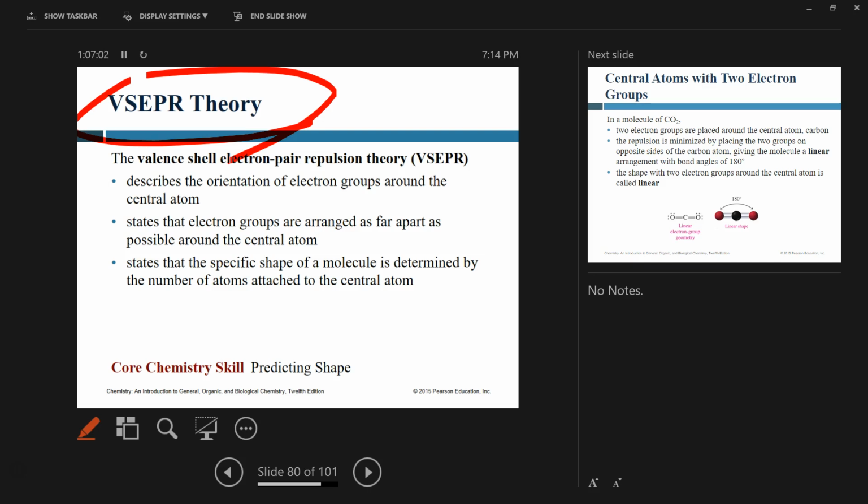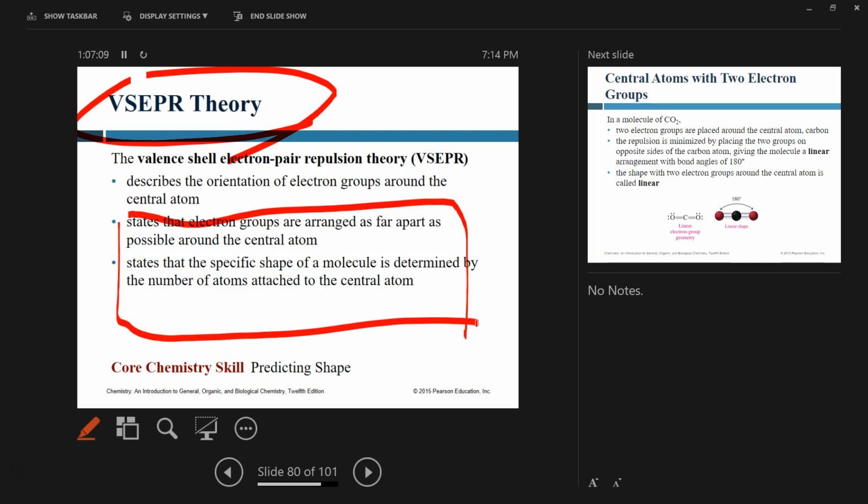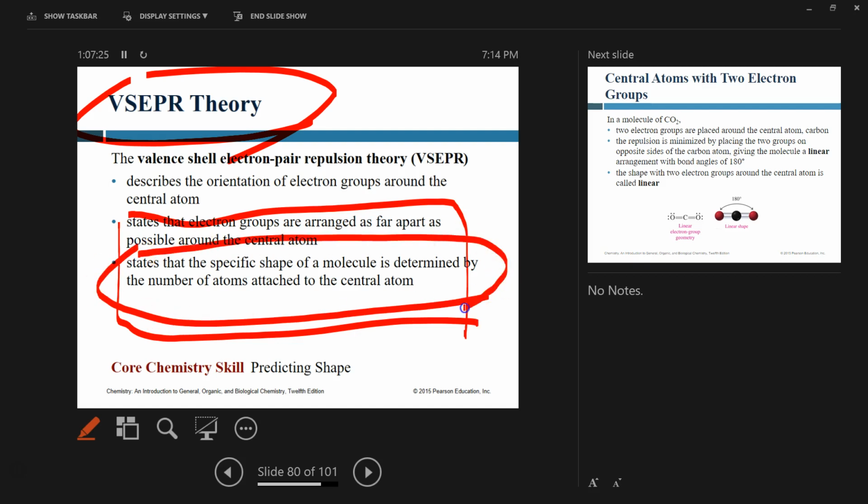So basically there are 2 main statements. Number 1, electron groups are arranged as far apart from each other as possible around the central atom. Number 2, the specific shape is determined by the number of atoms attached to the central atom.